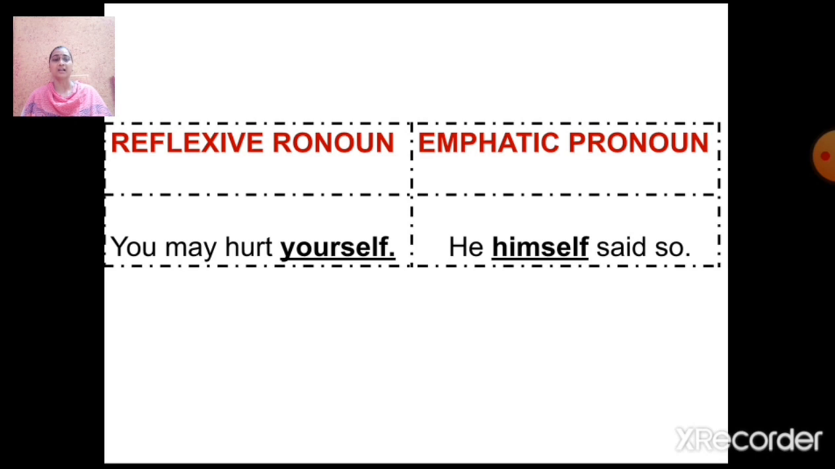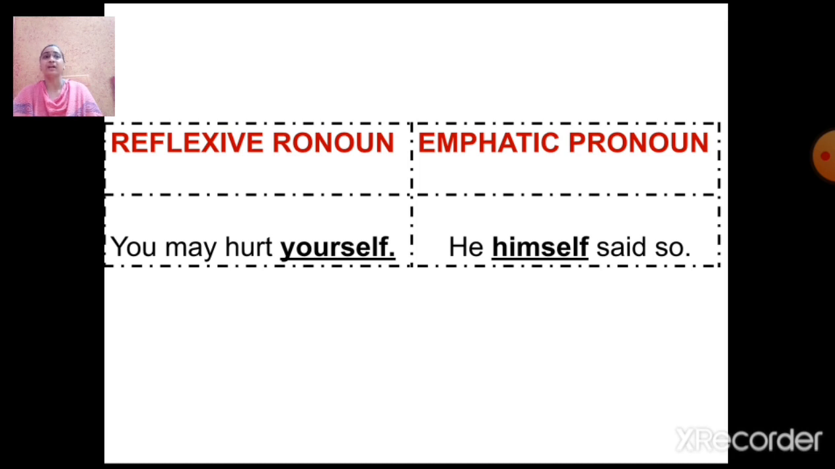Now, another way to identify reflexive is ask question. You may hurt whom? And we get the answer yourself. So, we get the answer for whom. It is again reflexive.